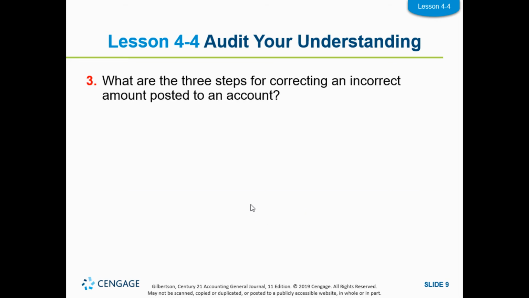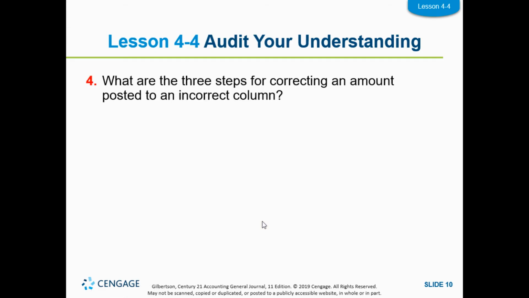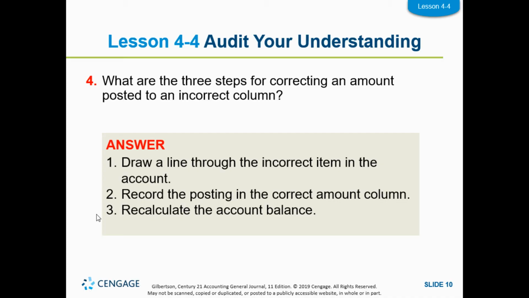What are the 3 steps of correcting an incorrect amount posted to an account? Again, this is where we did not misjournalize. We misposted. Draw a line through the incorrect amount. Write the correct amount above. Recalculate the account balance. What are the 3 steps for correcting an amount posted to an incorrect column? Draw a line through the incorrect item. Record the posting in the correct amount column. Recalculate the account balance.